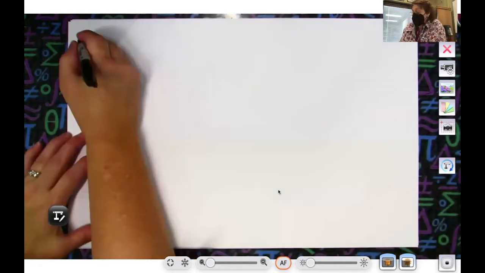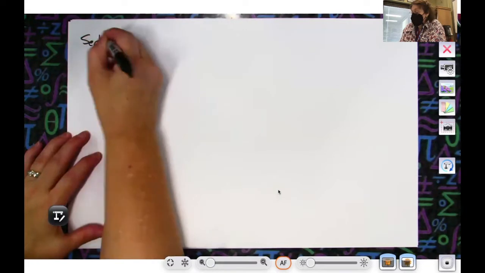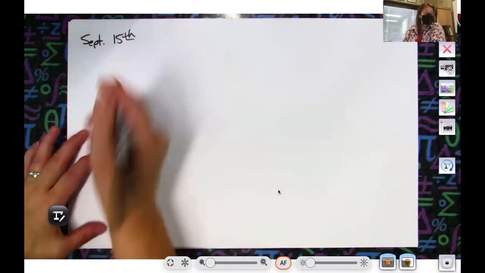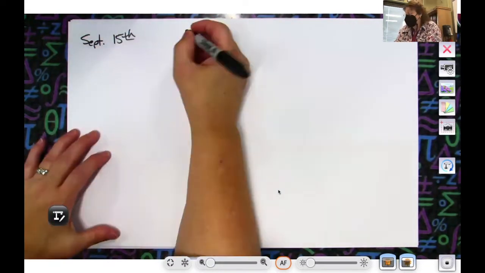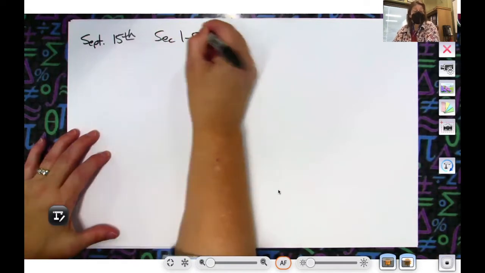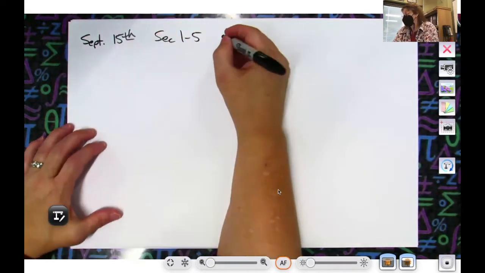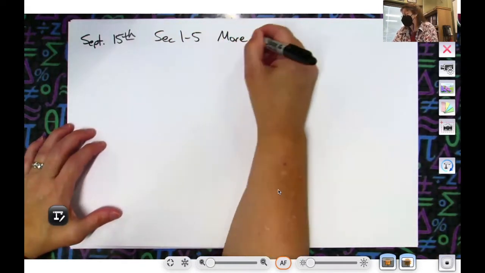Right, so let's go ahead and date this. Let's see, it's going to be September 15th. So September 15th. And technically we are still in section 1-5, and we're just going to be dealing with more on these infinite limits.